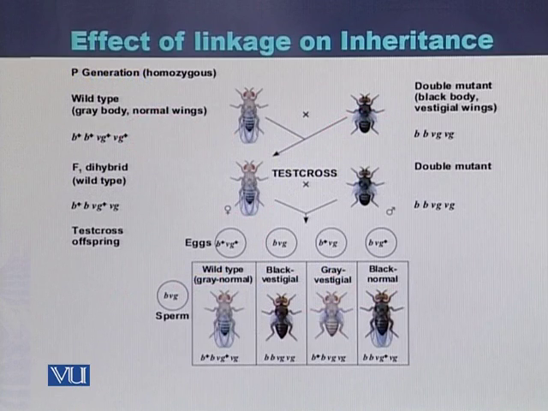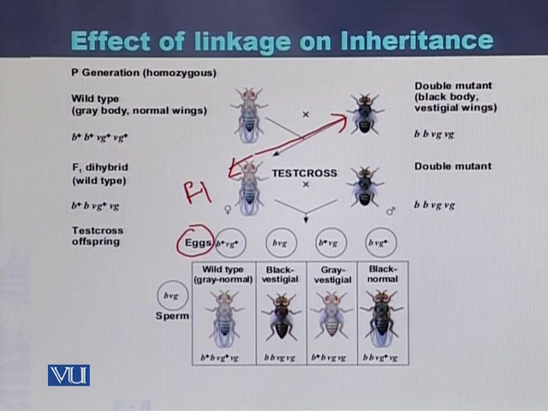So he performed the test cross. A test cross is a cross between the F1 generation and one of the parent flies. So the cross was between this fly and this fly. After the formation of the gametes, there were four different types of eggs, and a single type of sperm.